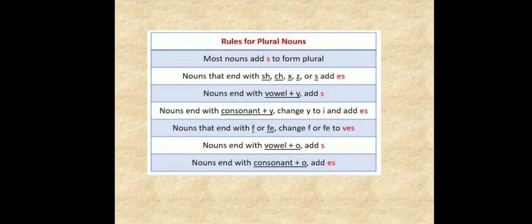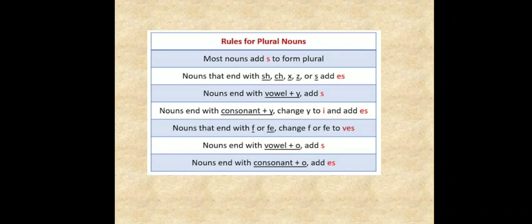Next we have words ending with FE. For example, knife, life, wife. So life, L-I-F-E, FE will change to V-E-S, lives. Knife, FE will change to V-E-S and we say it as knives. Wife will become wives, W-I-V-E-S. Done. So F and FE we change to V-E-S whenever we see words ending with F and FE.